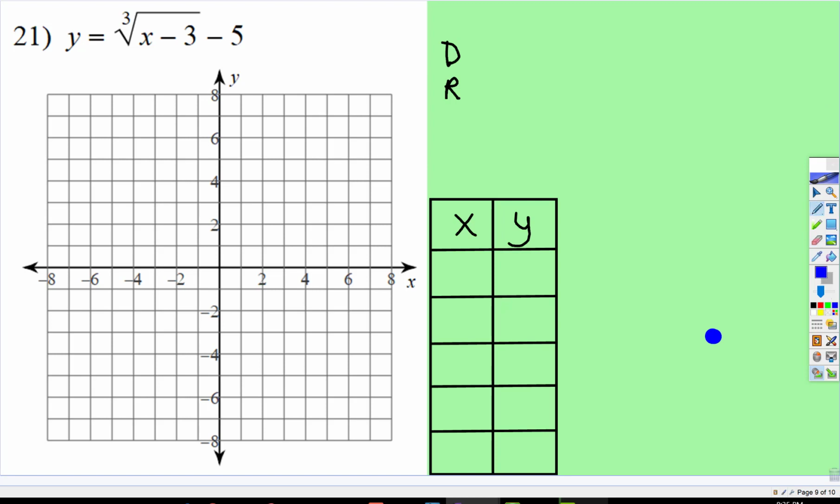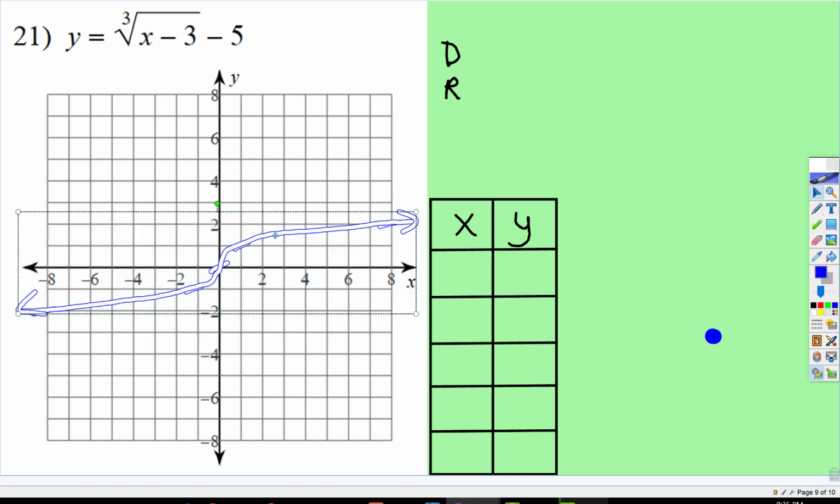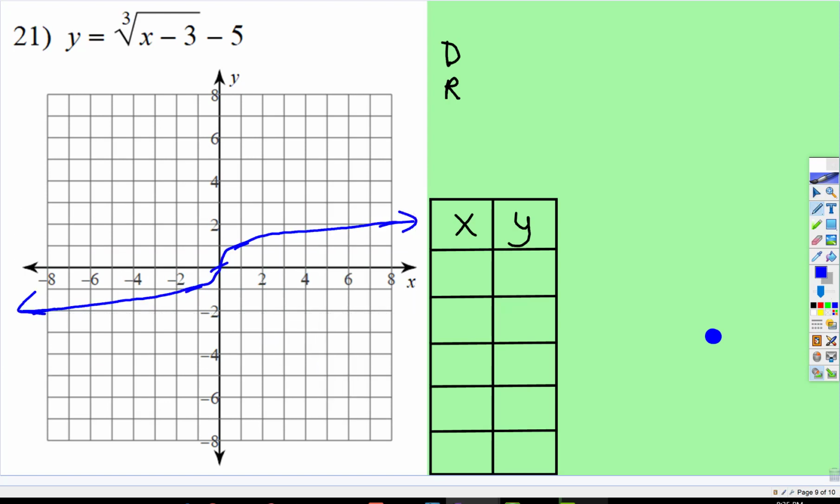So if you know the basic parent graph, the cube root of 1 is 1, the cube root of 8 is 2, the cube root of 0 is 0, negative 1, negative 1, negative 8, negative 2, you could sketch that parent graph just like this, and I'm going to group those things. And then you could use this information and just kind of move it around. You would have to do some erasing.